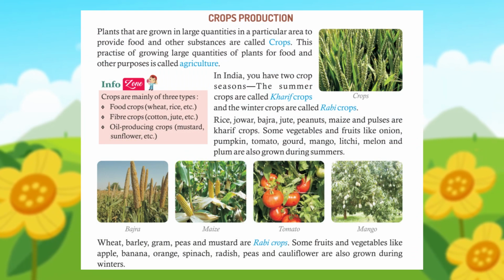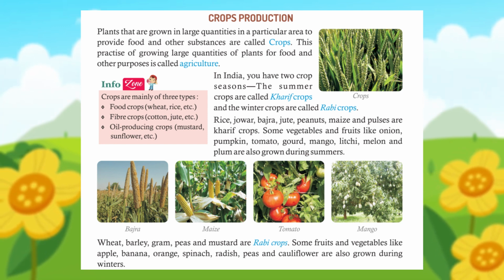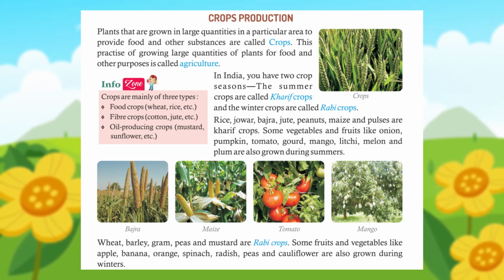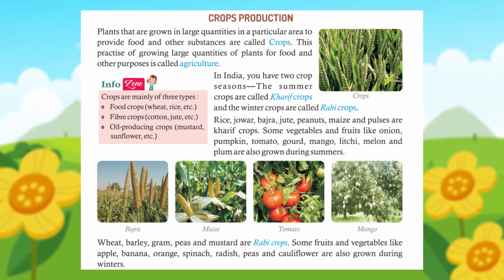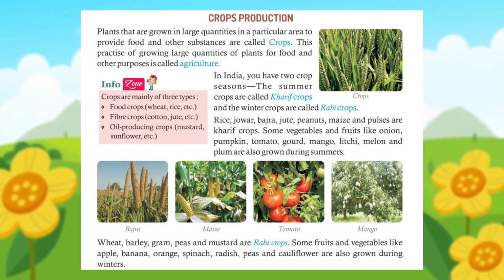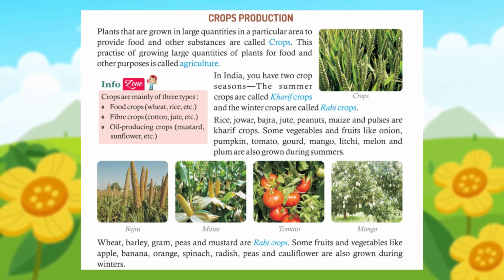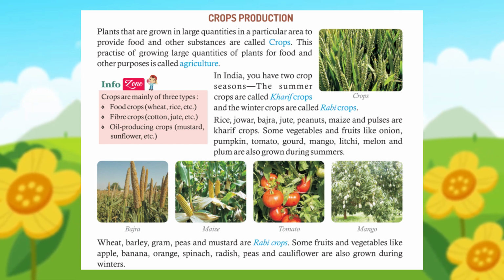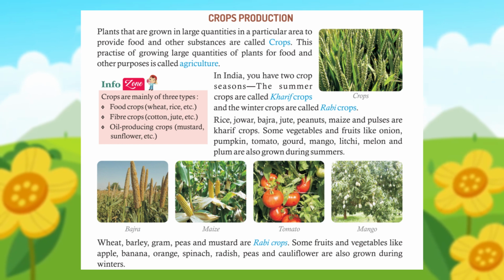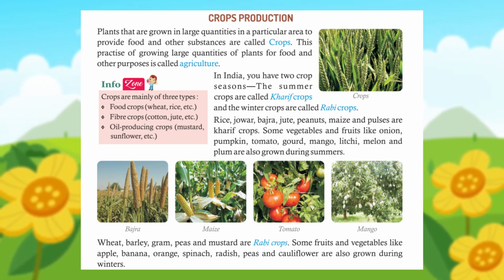Crop production. Plants that are grown in large quantities in a particular area to provide food and other substances are called crops. This practice of growing large quantities of plants for food and other purposes is called agriculture. In India, you have two crop seasons. The summer crops are called kharif crops, and the winter crops are called rabi crops.